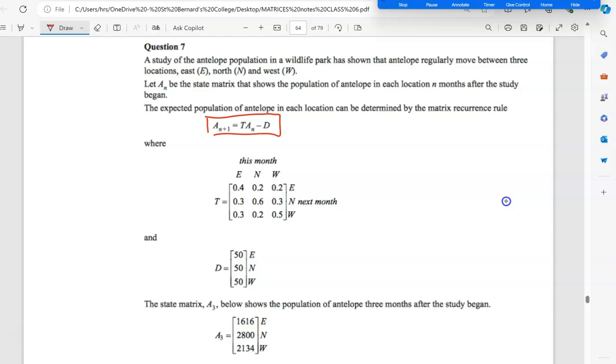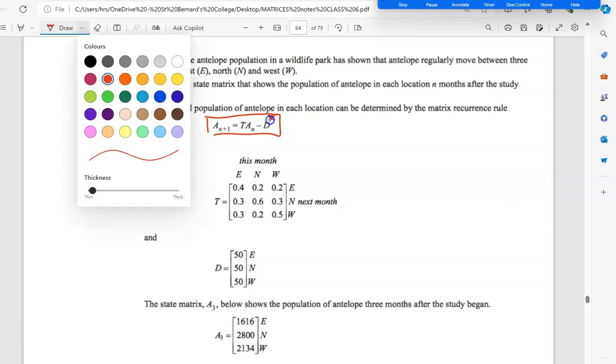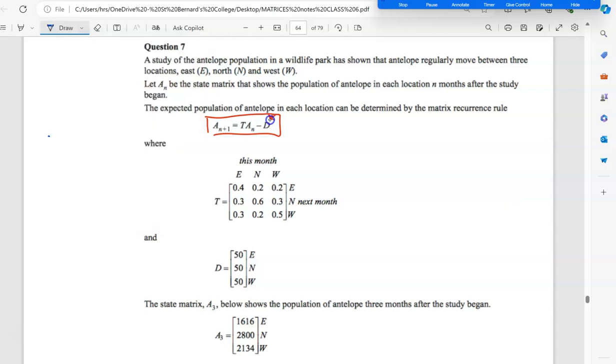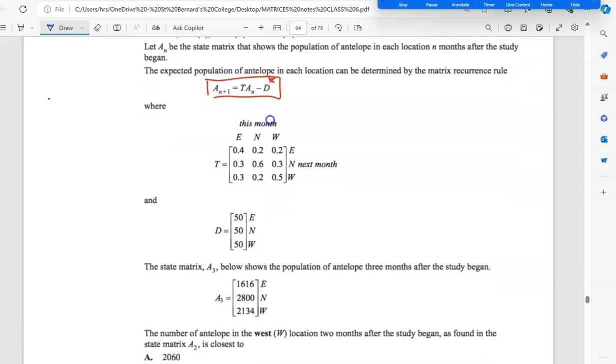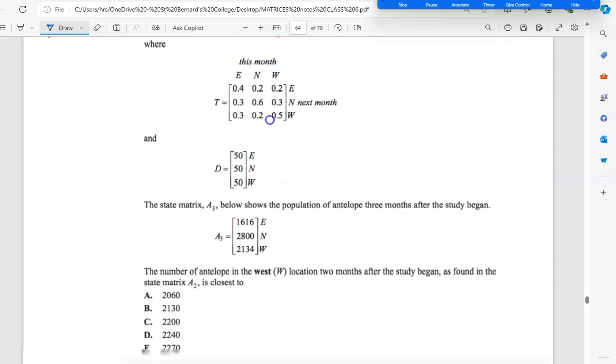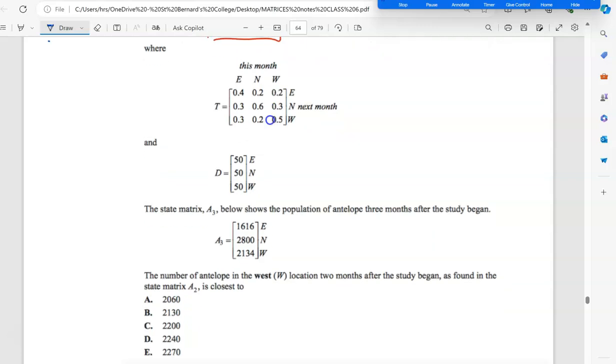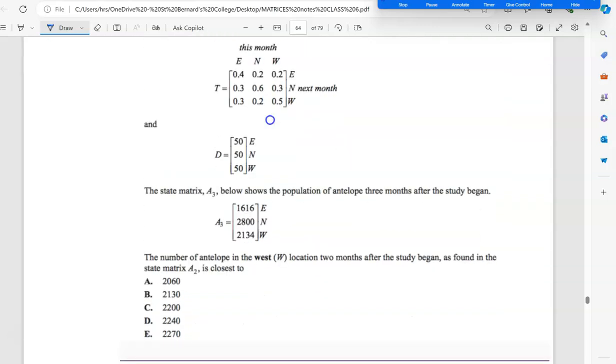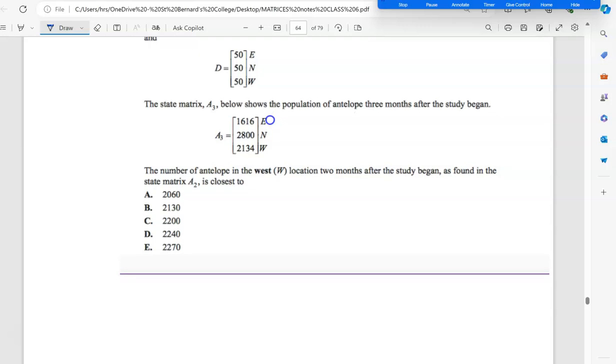So once you see that, you know you've got the extra. You can't use the power trick. You're going to have to use it recursively. And they've given us a whole heap of information here. So we've got transition, we've got the D, and we've got also A3.